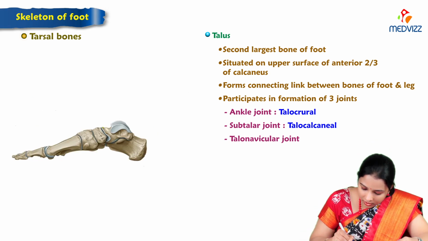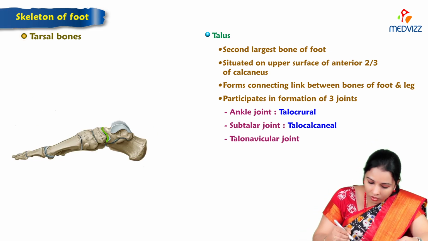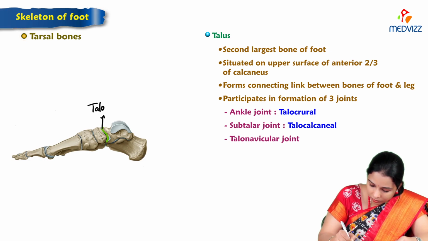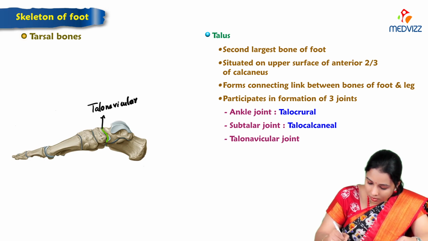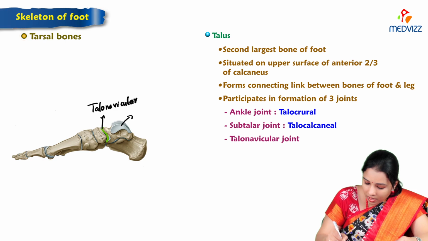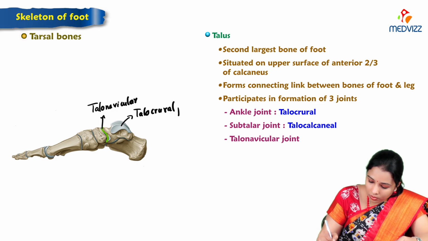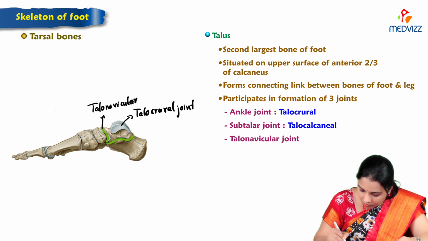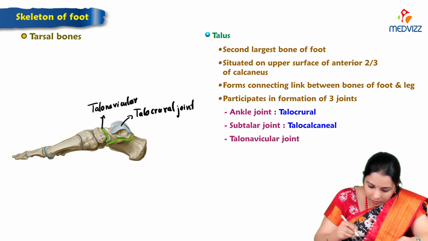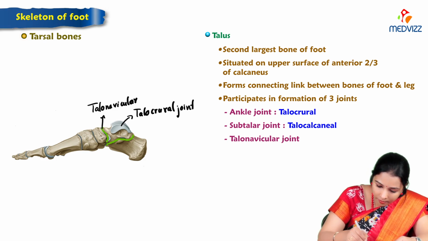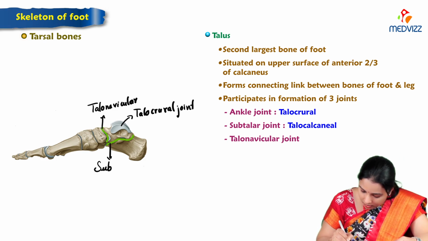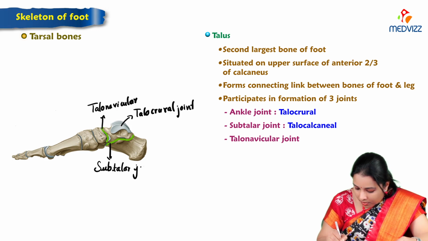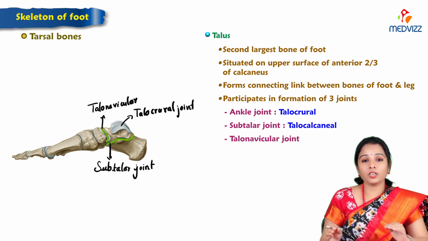So here we can see this is the talonavicular joint, and above it forms ankle joint, which is called talocrural joint also, and below the talus, this part which articulates with the calcaneum, this joint is the subtalar joint. So it takes part in the 3 joints.